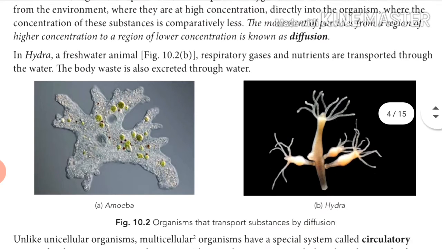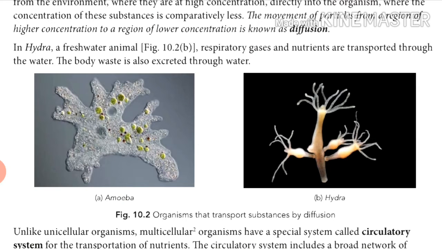Here one more, it is hydra. So in fresh water, how does it transport? So respiratory gases and nutrients are transported through the water. That means it absorbs the nutrients and gases which are dissolved in water, and it also extracts its waste products through the water. That means here absorption and excretion, both processes are done in the water in hydra, right?